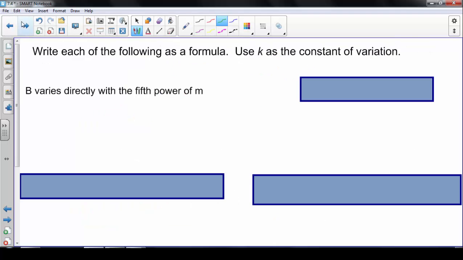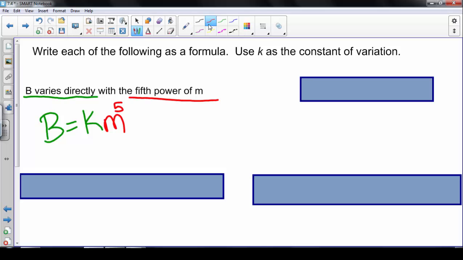So we're going to start by just going back and forth between words and formulas from those words. I'm going to try to color code these. So B varies directly. So we know that's B equals some k. Directly is we're multiplying. Fifth power of m, so it's this k times m to the fifth power.